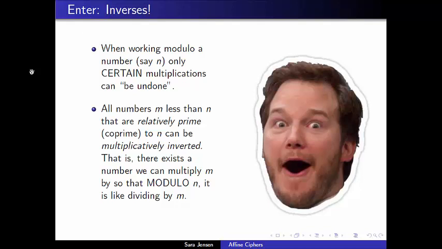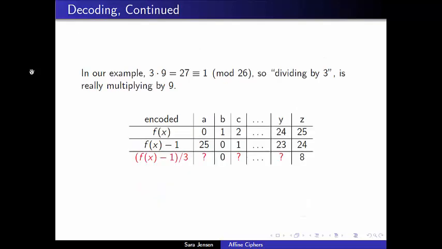10 is 2 times 5, 21 is 3 times 7. So nothing divides those two numbers at the same time except for 1, so those two numbers would be considered co-prime. And what's magic is that if you do have a number m that's co-prime to your modulus, we know for a fact that there exists another number we can multiply m by that has the effect of undoing the multiplication. In our example, the number 9, when we multiply it by 3, gives us an answer of 27. And 27, when I mod it by 26, is 1. So if I'm working mod 26, multiplying by 9 is kind of like taking 3 and dividing it by 3, I get back to 1.